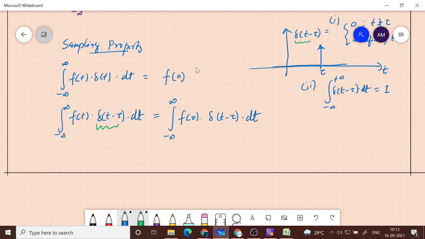Yes, sir. So now if you look at this, t is the variable of integration and tau is a constant. So f of tau is a constant, and I can pull f of tau outside. This is equal to f of tau into the integral from minus infinity to plus infinity of delta of t minus tau dt. Now, as I said in the second part of the definition of the shifted impulse function, this is equal to 1. Therefore this is f of tau. Got it? Yes, sir.